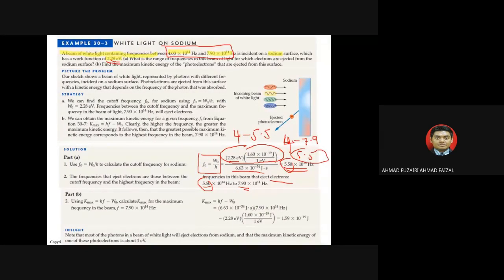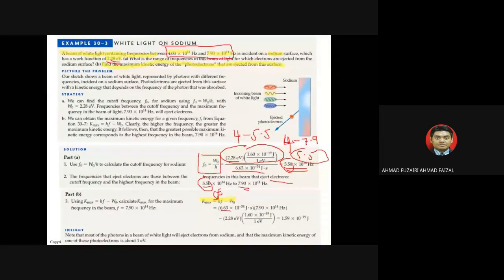Find the maximum kinetic energy of the photoelectrons that are ejected from the surface. So this is basically using the equation K max equals E minus W naught. Now you can change this E into hf, the energy of the photon.